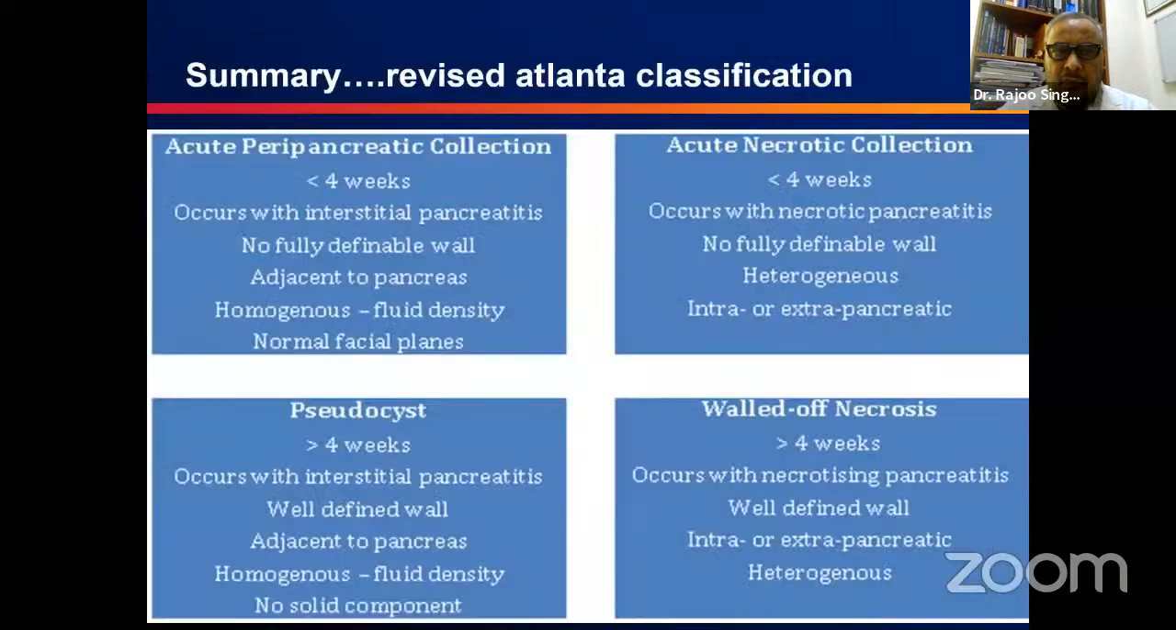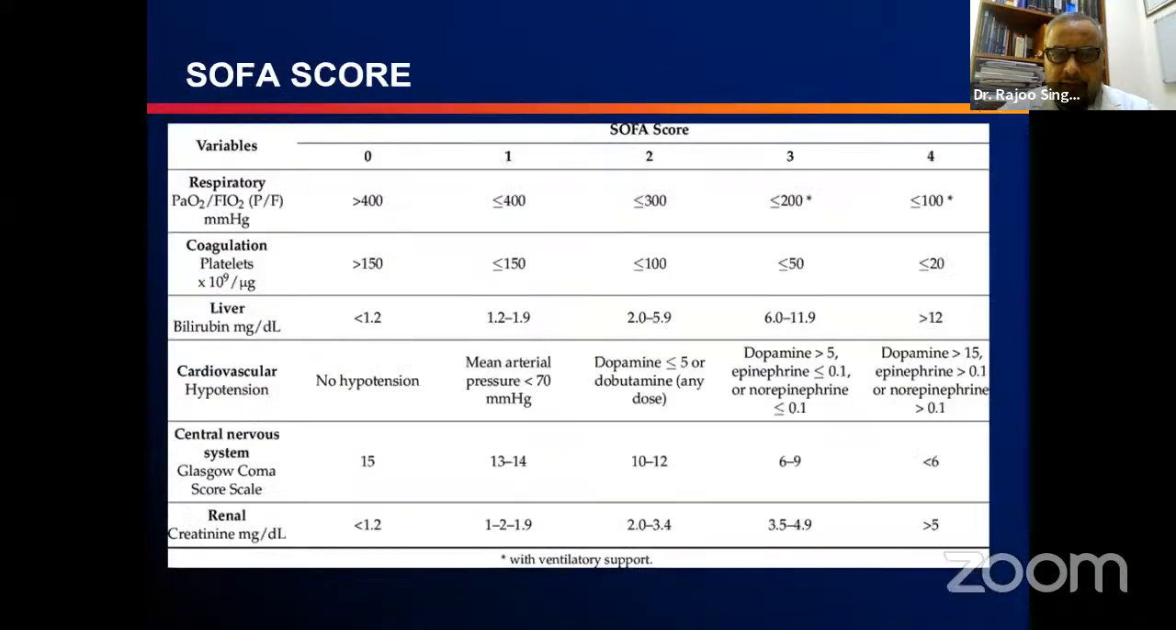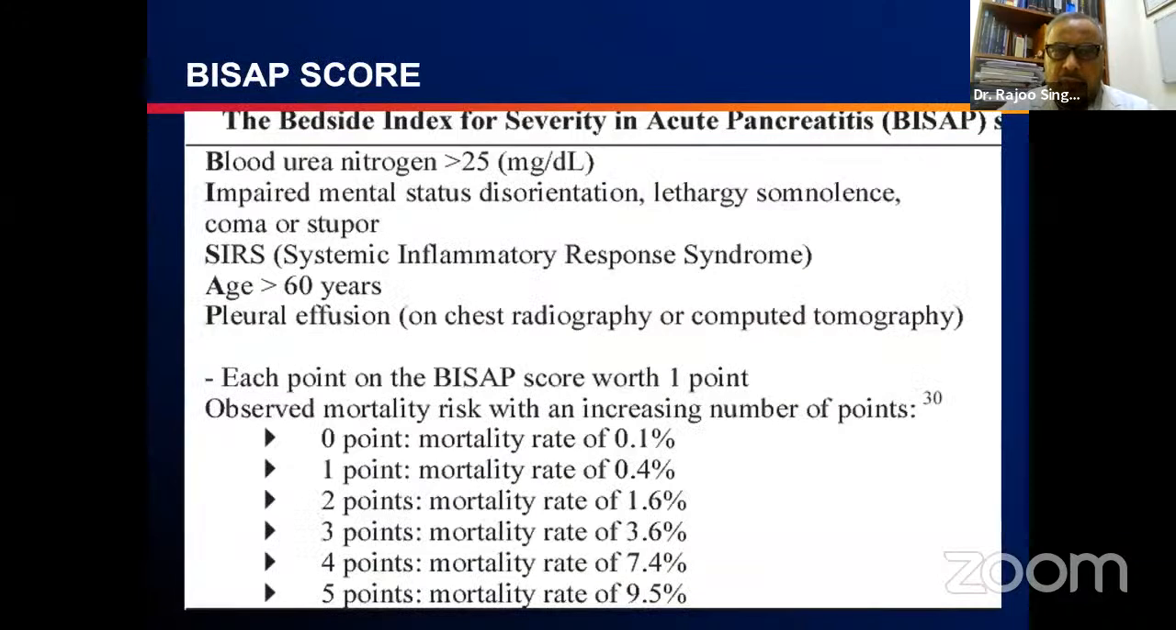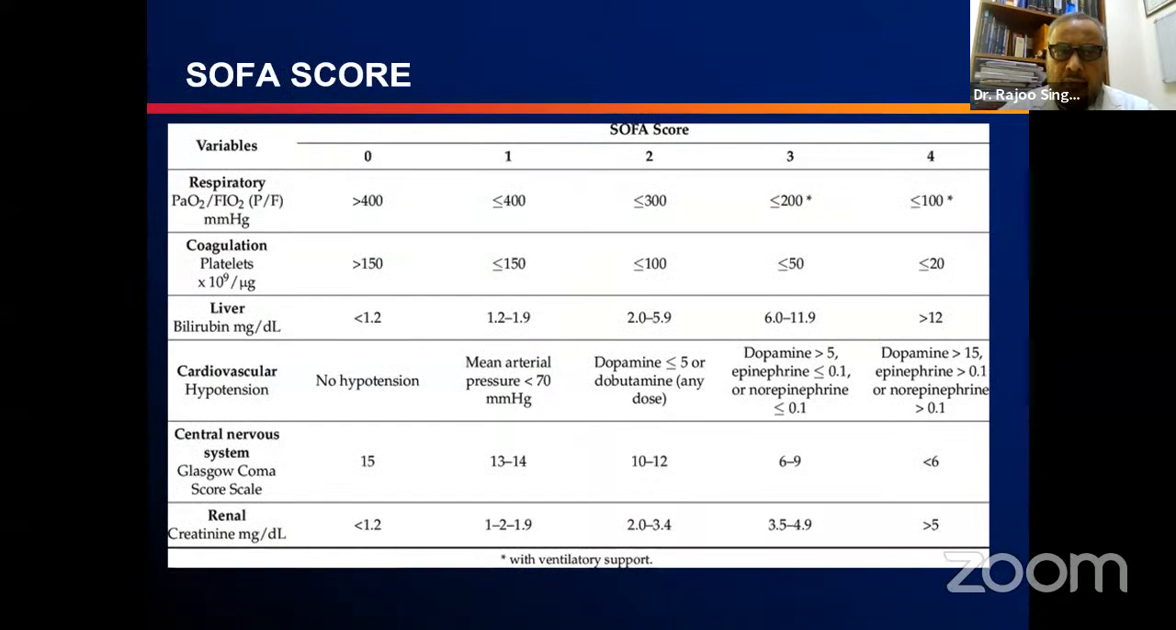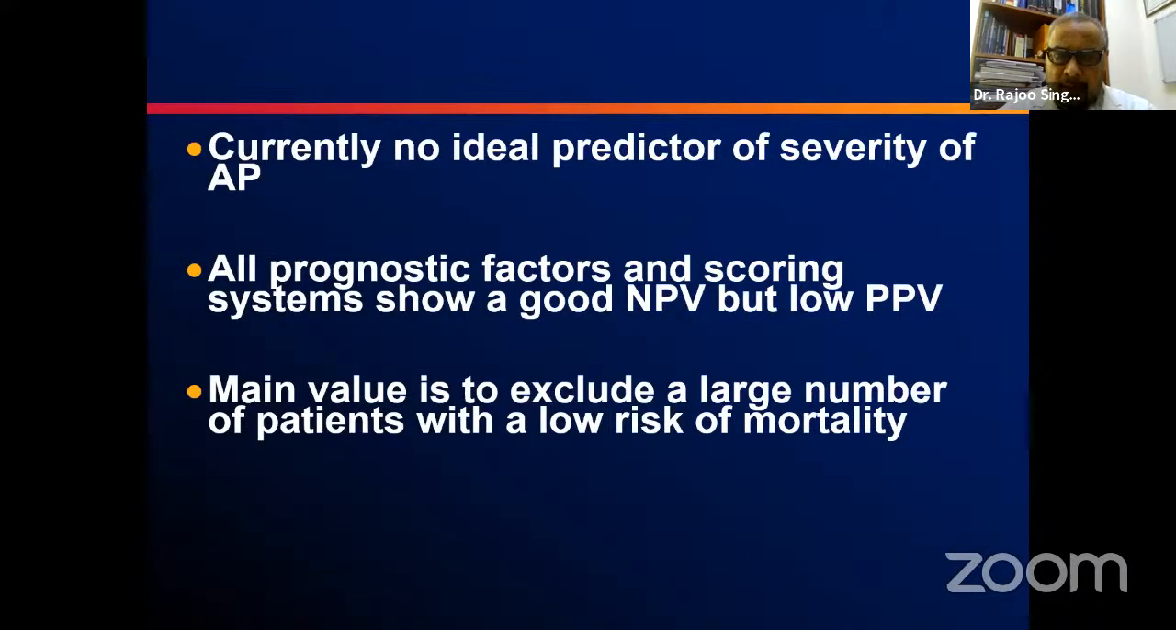Now we will go over to the scores which are used for assessing the severity of acute pancreatitis. There is no one score which is very good, but a BISAP score and a SOFA score are there, and these are practically used for the management of pancreatitis. We even use the APACHE scores, and various other scores are used, and basically it tells us the degree of pancreatitis and the degree of severity vis-a-vis the outcome.